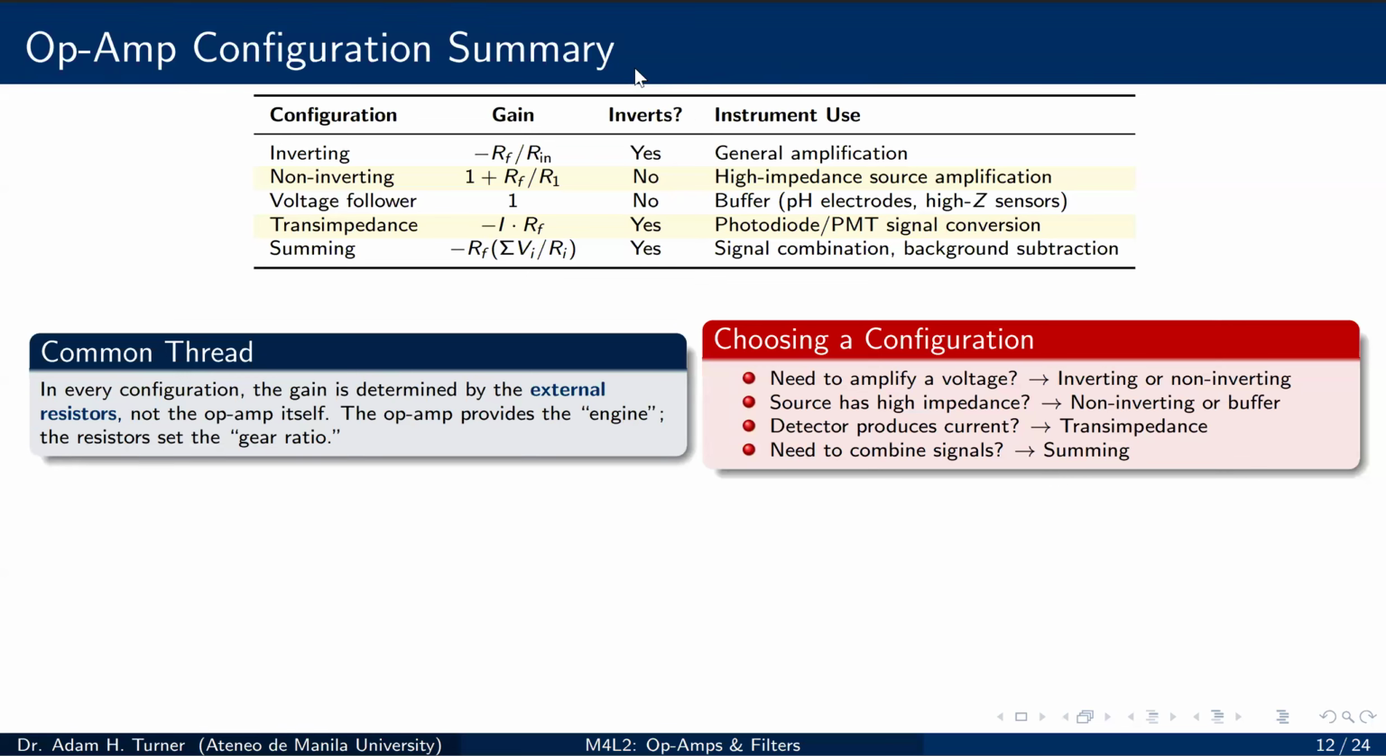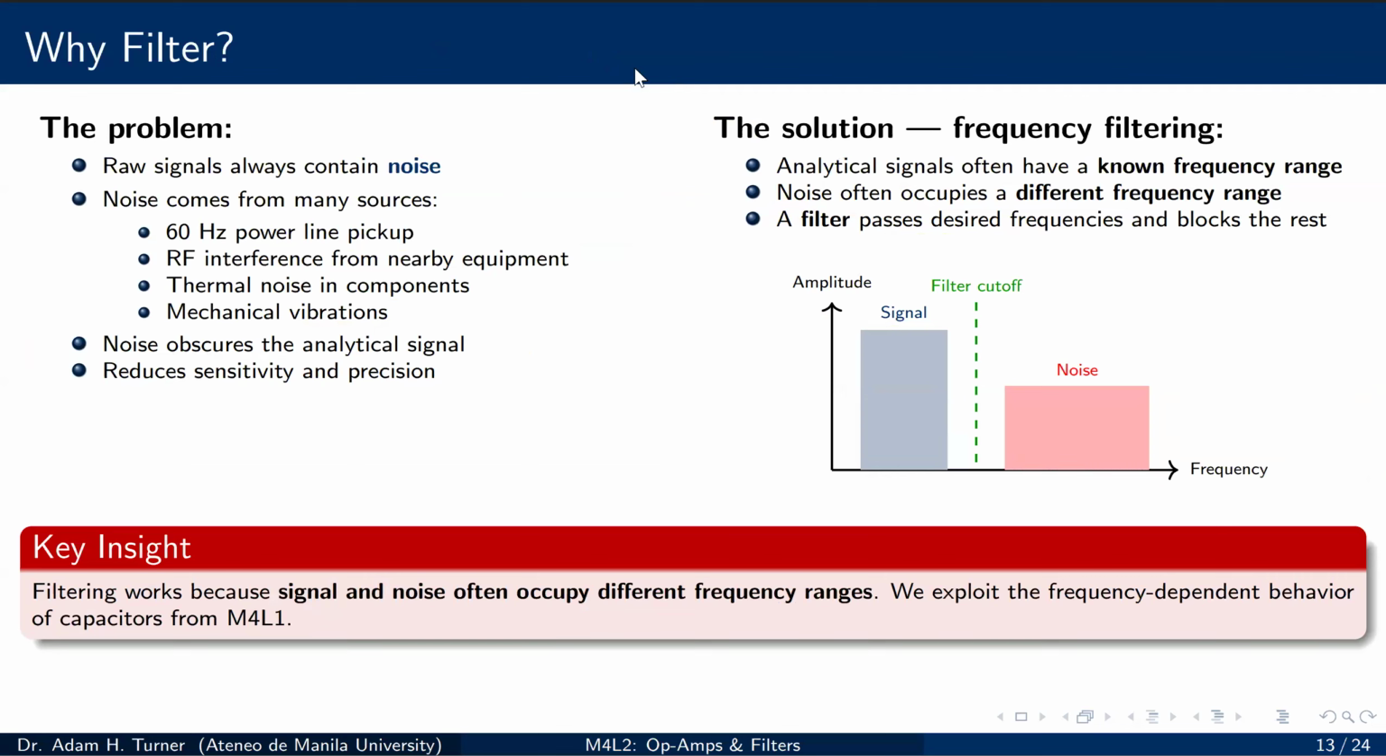So moving on from op-amps, we move to our filters. Why do we need filters? The issue here is noise. We've dealt with noise all the way from module one, and we know that every real signal is going to be contaminated. Power lines radiate 60 Hz electromagnetic fields that get picked up by cables and circuits. Nearby computers and phones emit RF interference as well. Resistors and transistors generate thermal noise just by being at a temperature above absolute zero.